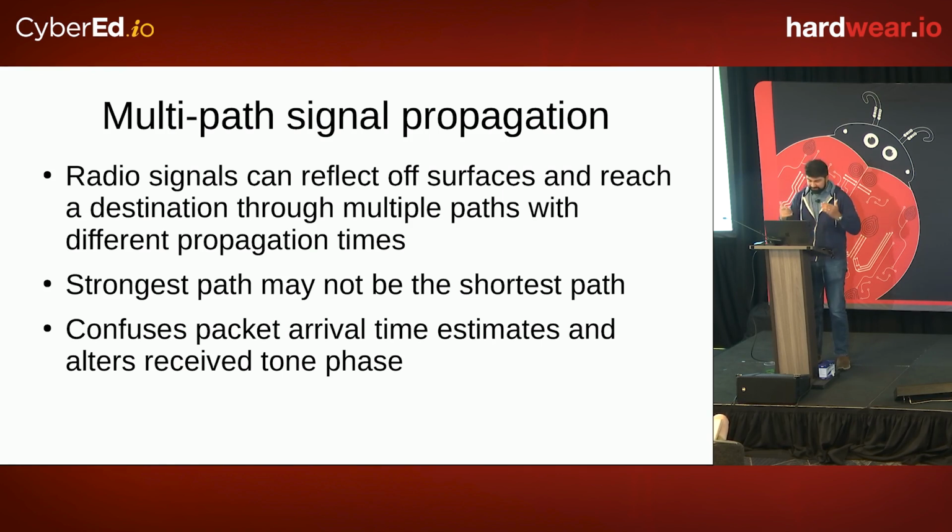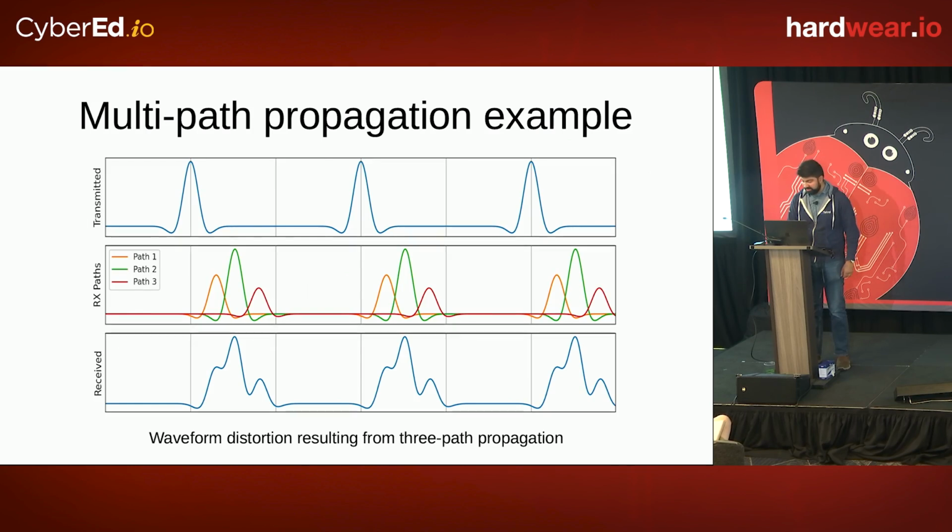And so when you're receiving a signal, if you see multiple paths that the signal came, the strongest path might not even be the shortest path. And if you're trying to determine the distance between devices, you want to find what is the shortest path, the most direct path for a signal to reach you. So you need a way to overcome the confusion in arrival time estimates that the multipath propagation causes.